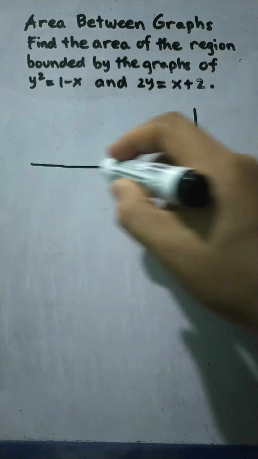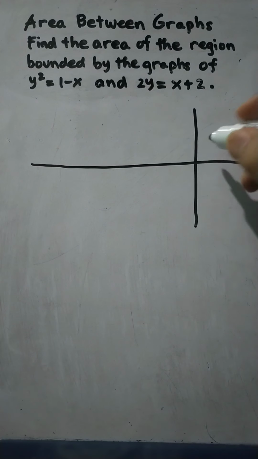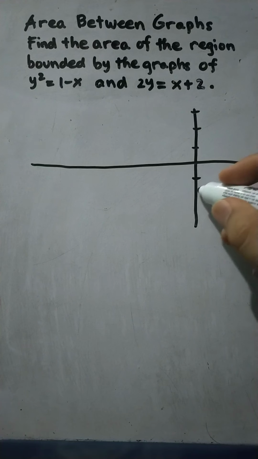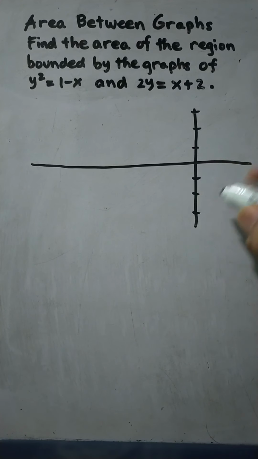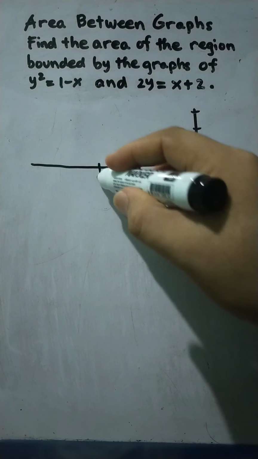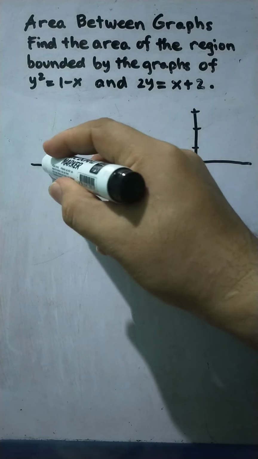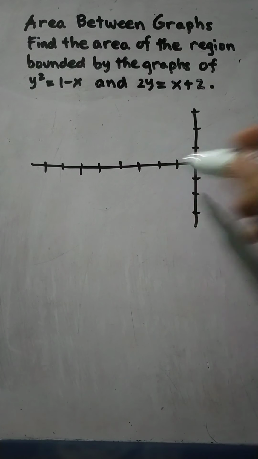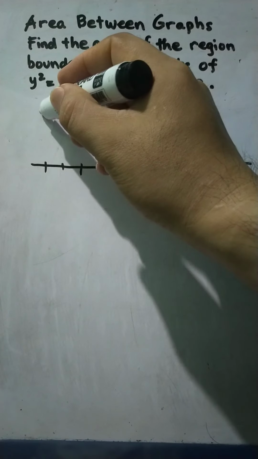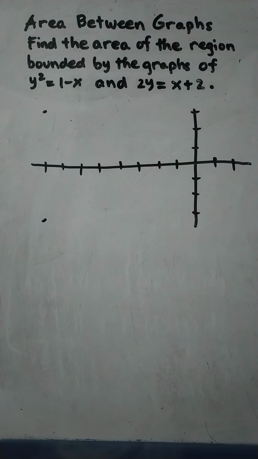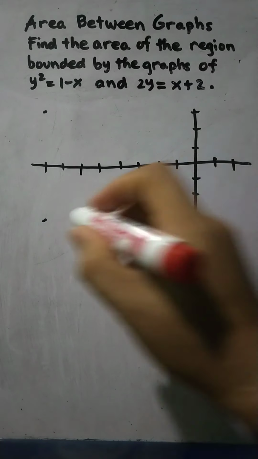I will draw it again, and then we have here 1, 2, 3, and then 1, 2, 3, 4, 5, 6, 7, 8, and then I have here 1, 2. So 8 and then 3. Okay, so I am now drawing the parabola.